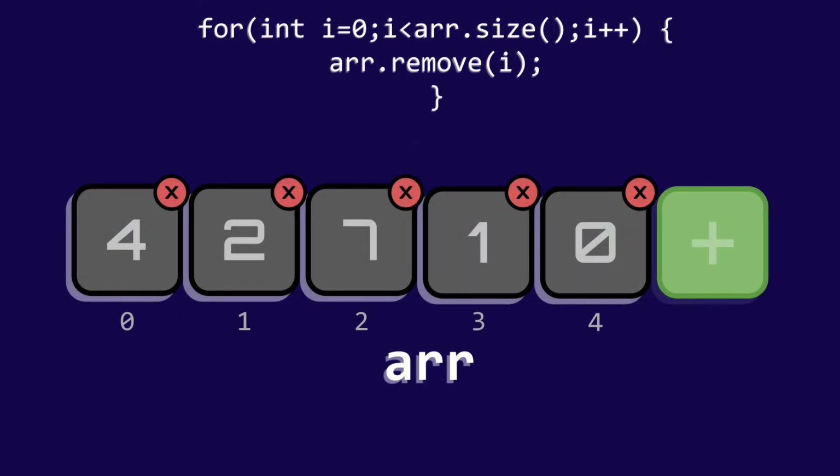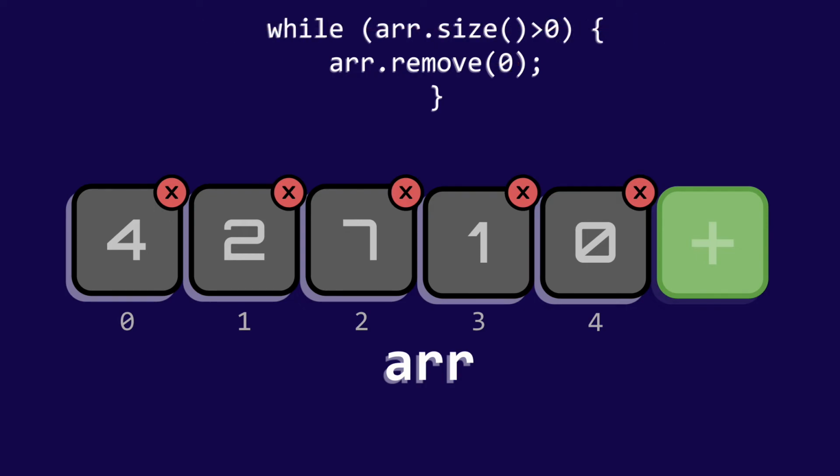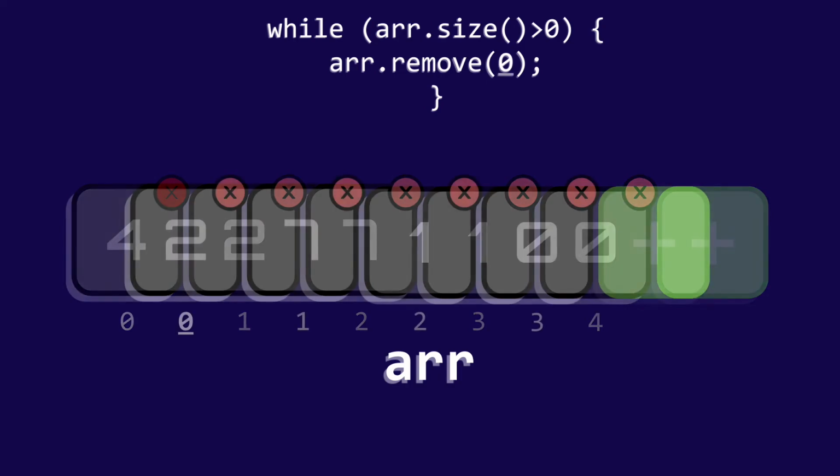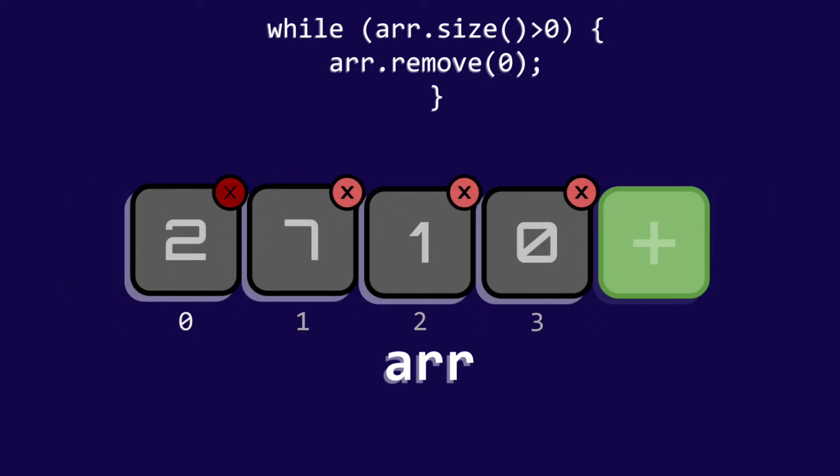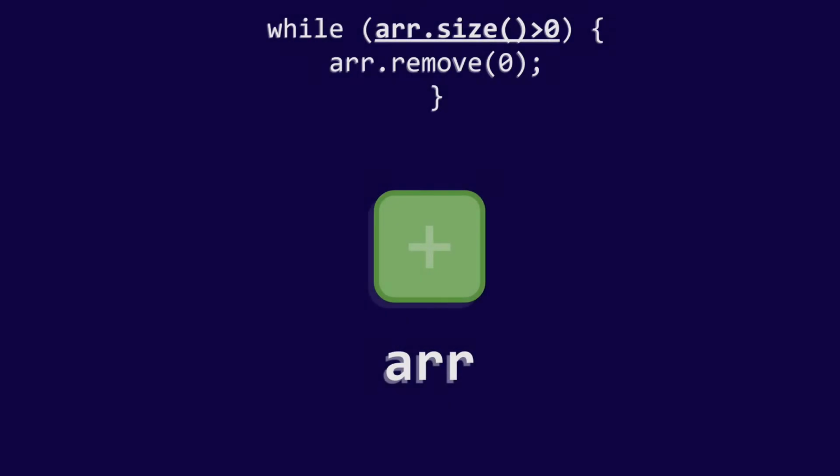Well, you see, we don't really need i in this loop. Instead, we could rewrite this as a while loop where it continues to remove the item at index 0 until the list size reaches 0. There you go.